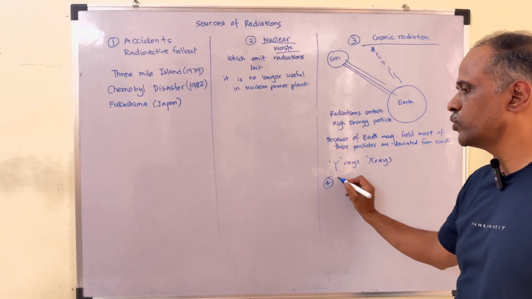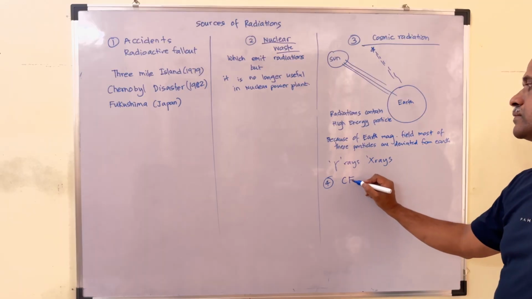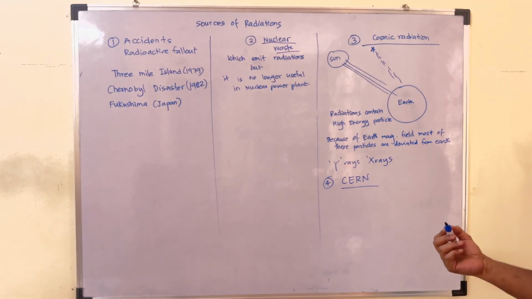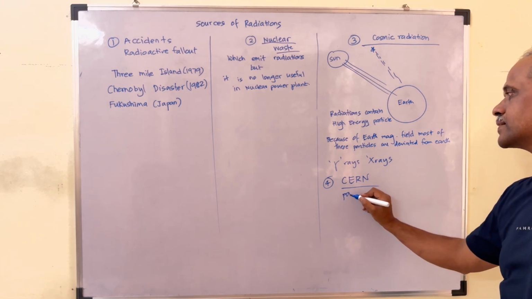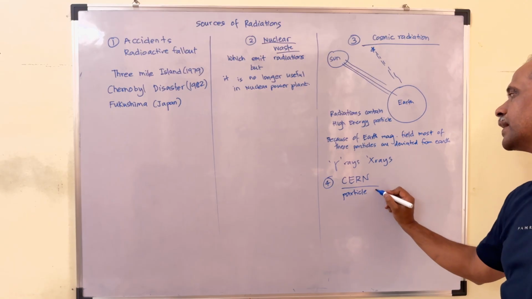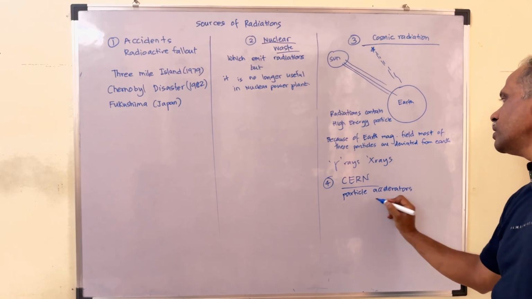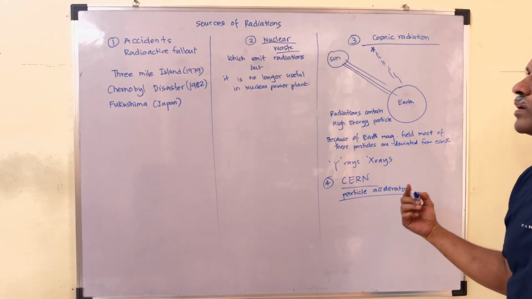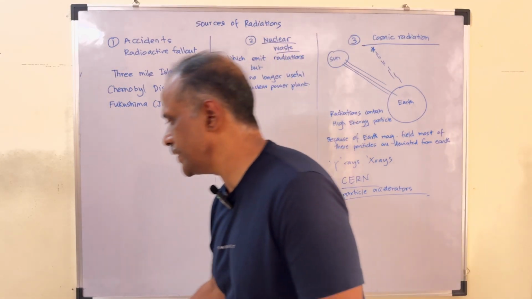Now the fourth one. You would be knowing that there is one place in France which is CERN, that is particle accelerators. So from here also some radiations do come out, and this is also one of the sources of radiation.